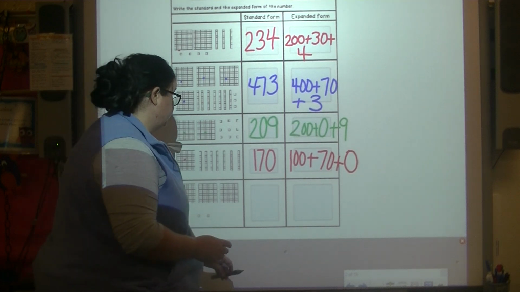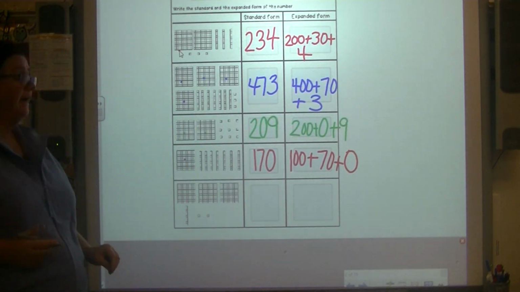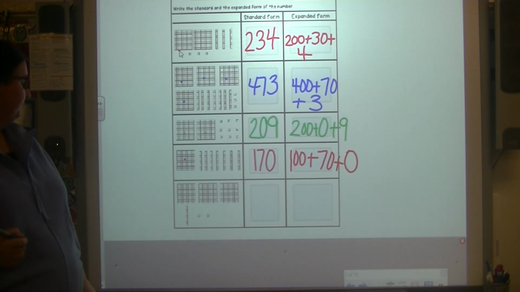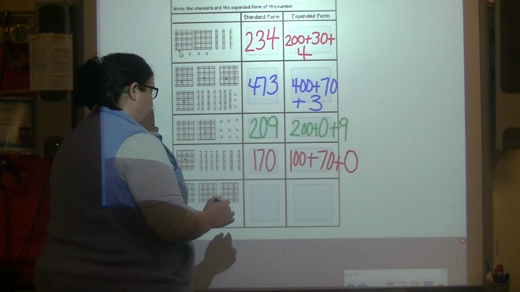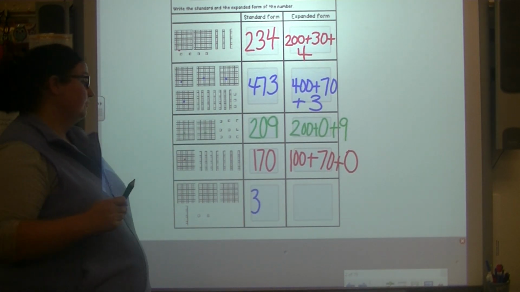And our last one. How many groups of hundreds? 3. 3 groups of hundreds equals 300.